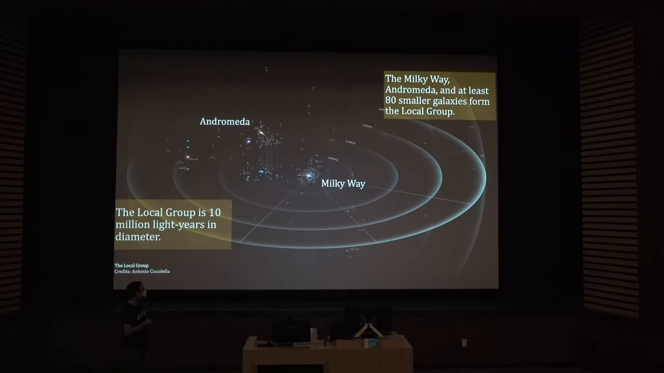But of course, whenever we look at something, it always looks to us like we are at the center. This is exactly why people thought that the Earth is at the center of the solar system, because that's just how it looks if you're on Earth.